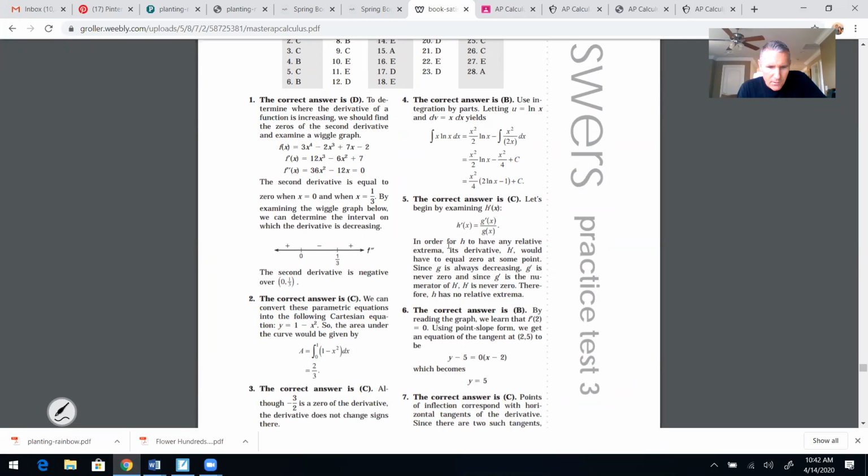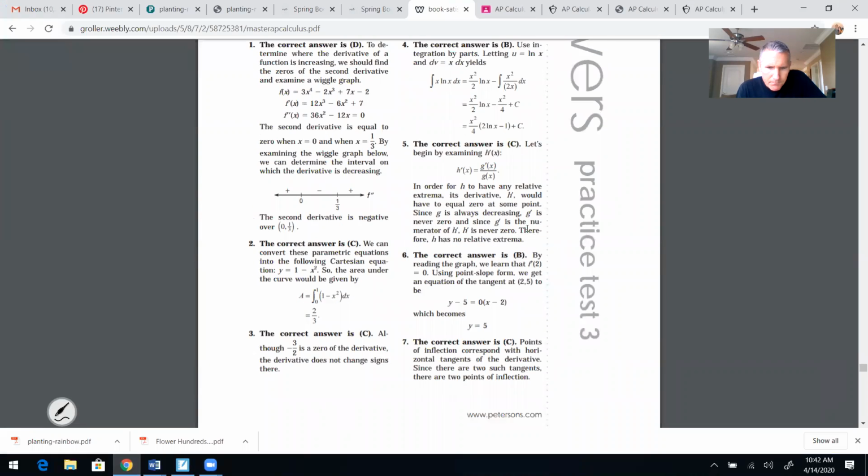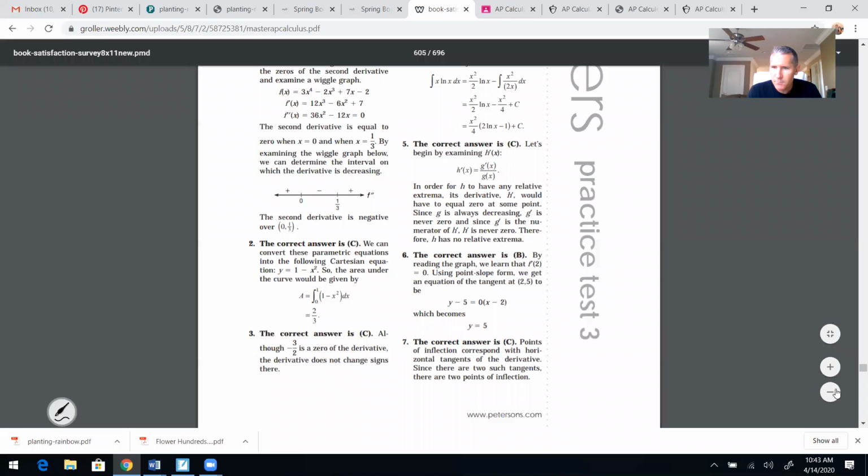So they have C. So let's check this out. It says h prime of x is equal to, I can't really see that. Let me zoom in.